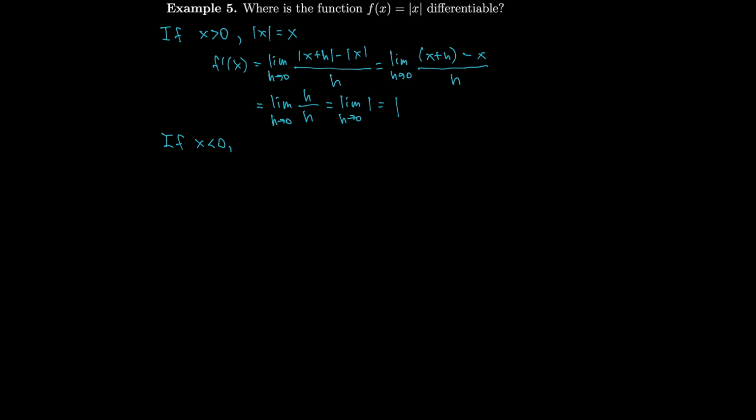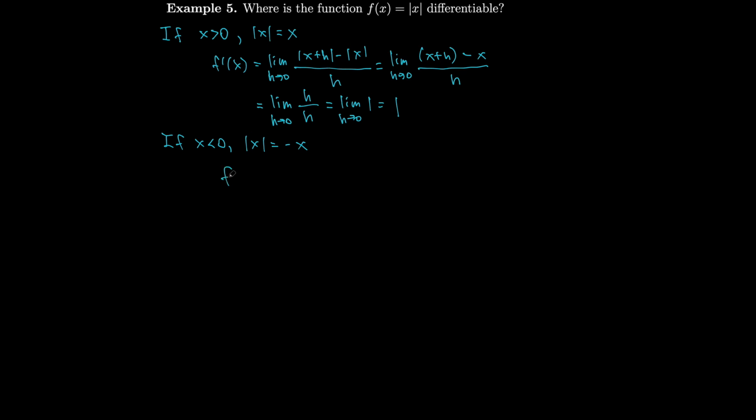Well, in that case, the rule for absolute value is that it becomes minus x, because if it's a negative number, then we need another negative to cancel and make sure that the absolute value stays positive. So it becomes minus x, where x is negative, so minus x is positive.